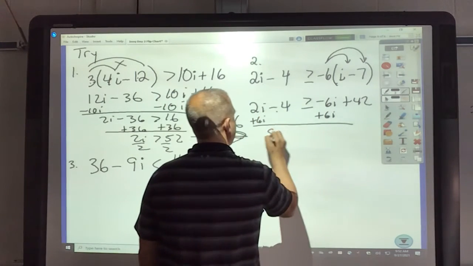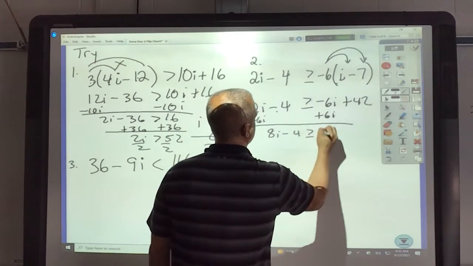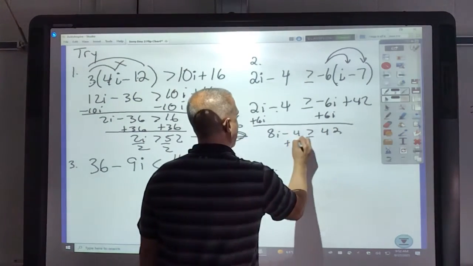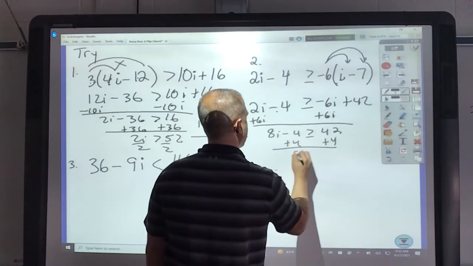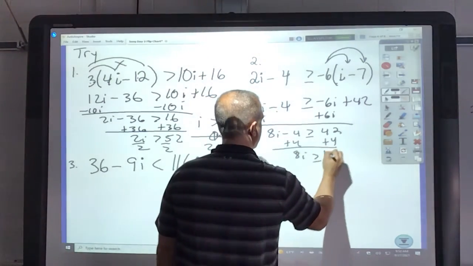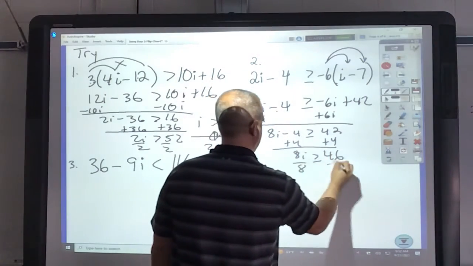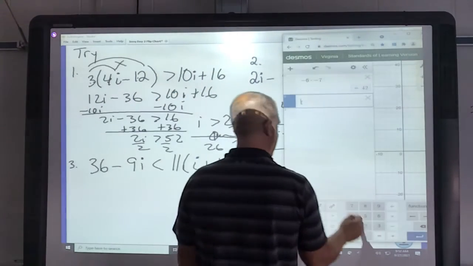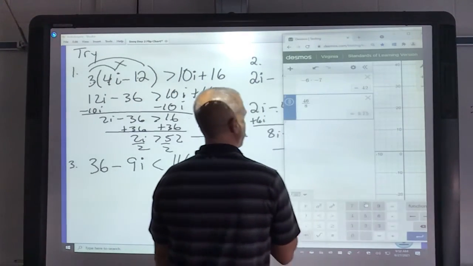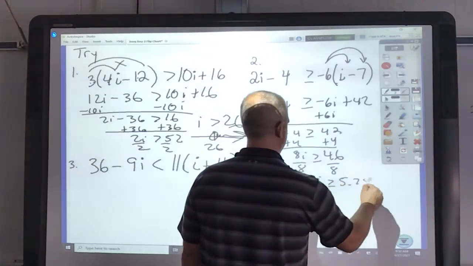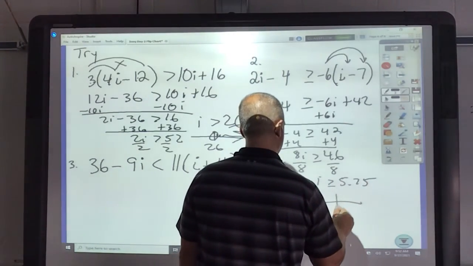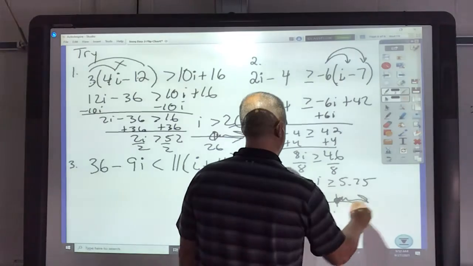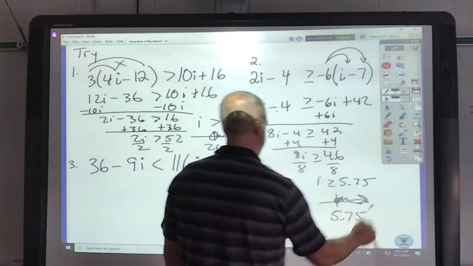So I got 8i minus 4 greater than or equal to 42. Add 4, that's 8i greater than or equal to 46. And divide by 8. i greater than or equal to 46 divided by 8, 5.75. Okay, filled in circle, shaded that way, 5.75.